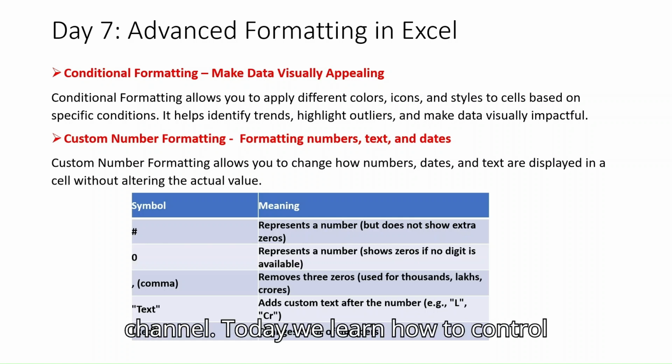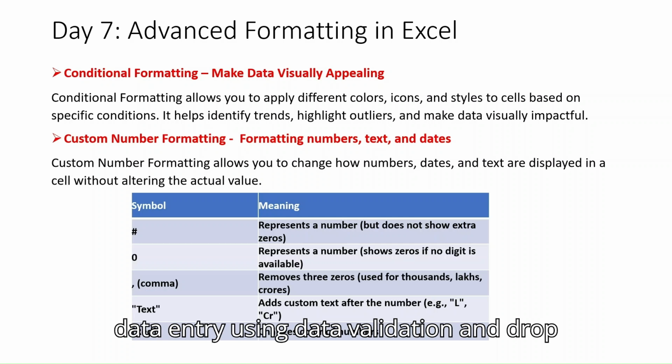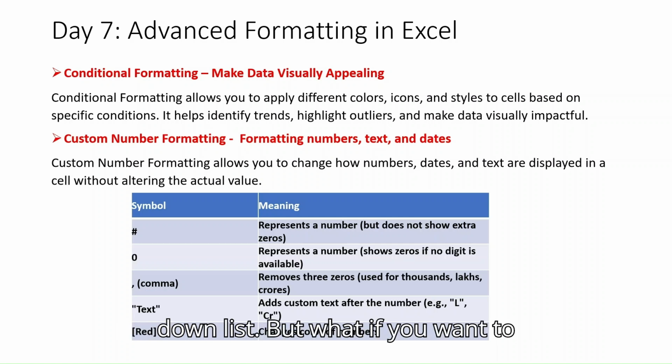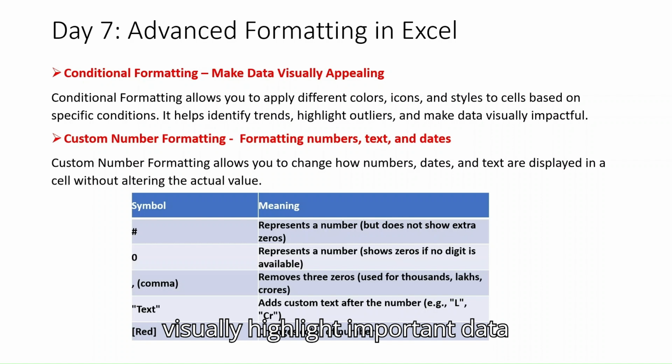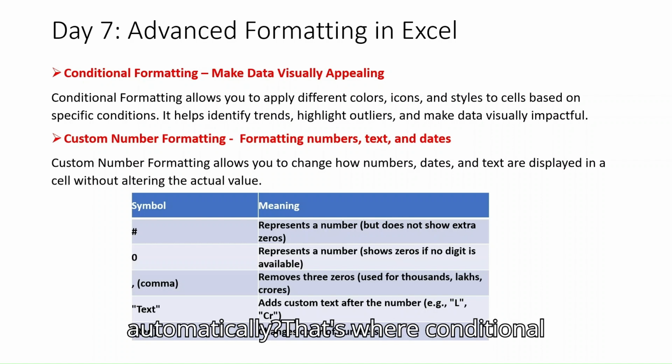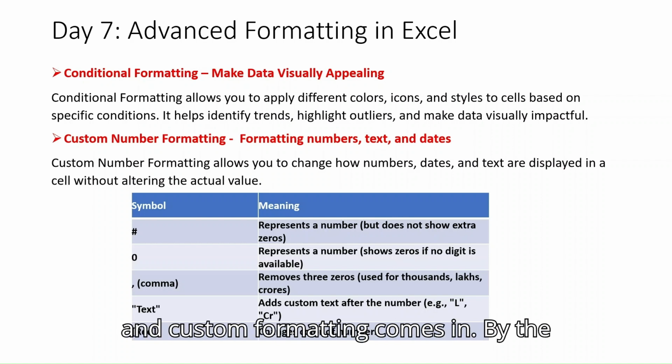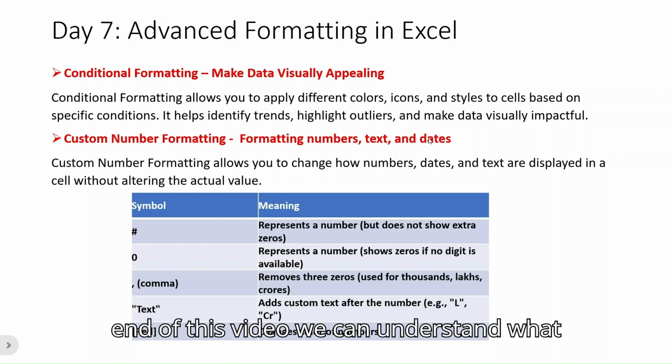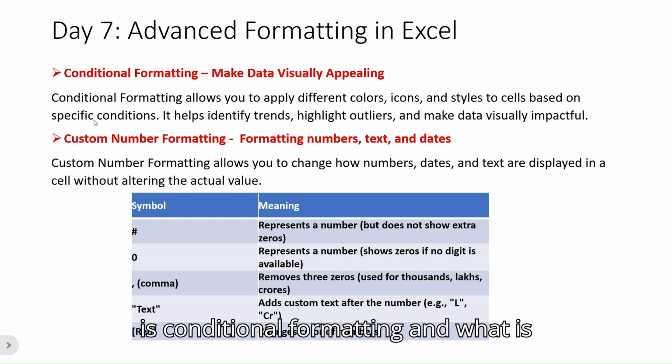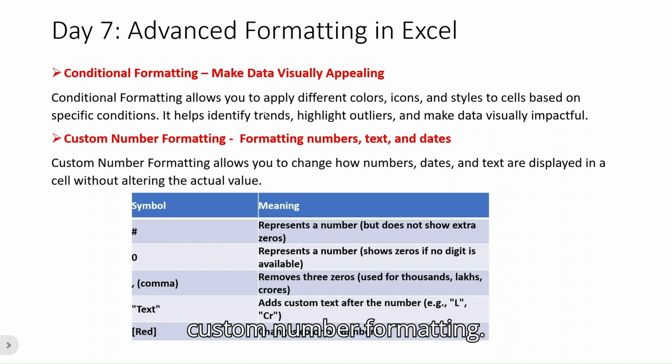Yesterday we learned how to control data entry using data validation and drop down list. But what if we want to visually highlight important data automatically? That's where conditional and custom formatting comes in. By the end of this video, we can understand what is conditional formatting and what is custom number formatting. So let's jump into the topic.